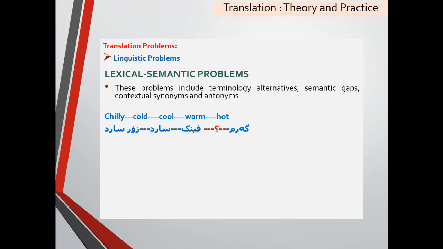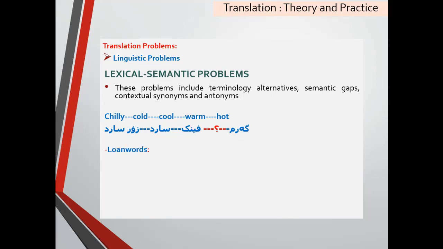So in order to solve this problem, you have some choices. One of the choices is to use a modifier with it. For example, in order to say jawaka germa, because garam means hot, you can say kamek germa, you can say kamek sarda, you can say kamek fenika, barau germia. So you have some choices to make in order to find an equivalent for warm as an example, or any other semantic gap that you might come across between the source language and the target language.